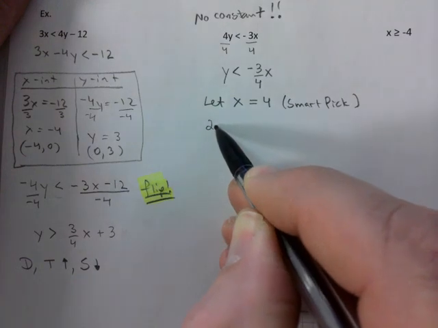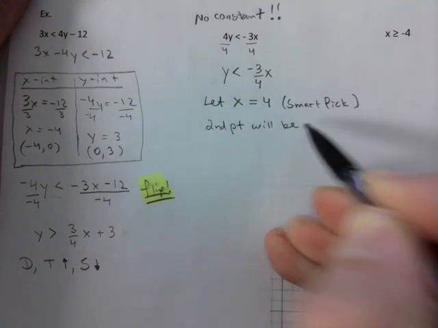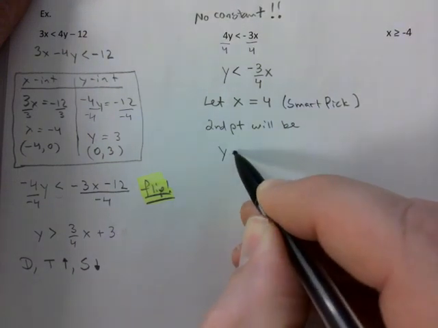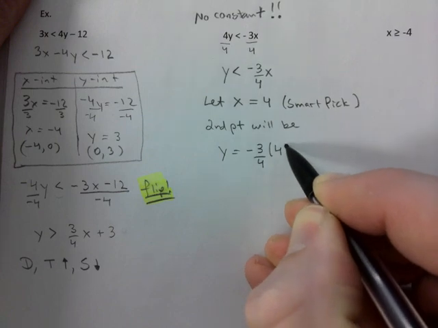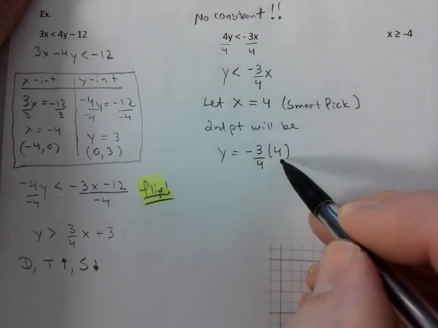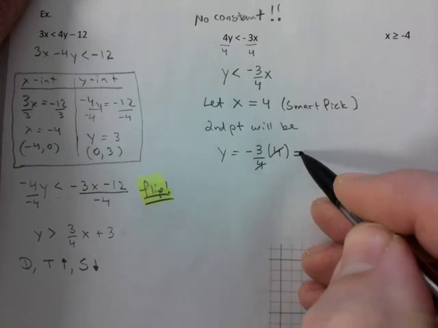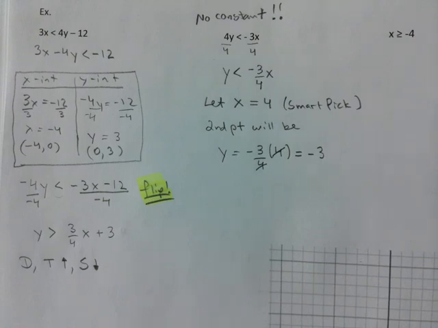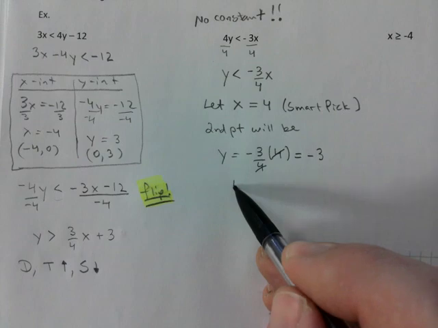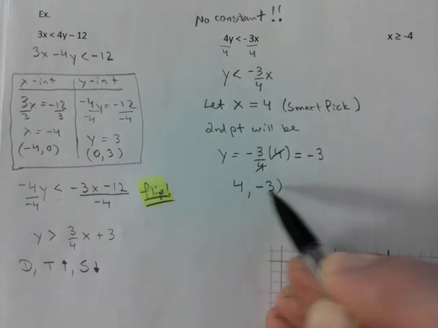So second point will be y is equal to negative 3 over 4 times 4, right? I let x be 4, and that cancels out. So that leaves you with negative 3. So what you've just done is you said that if x is equal to 4, y is equal to negative 3.